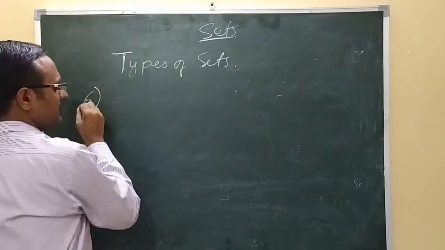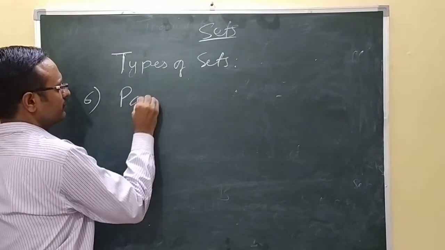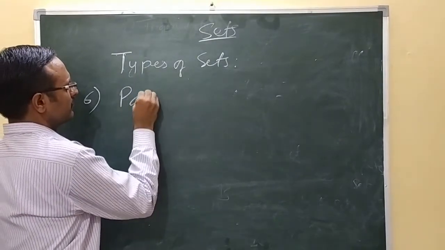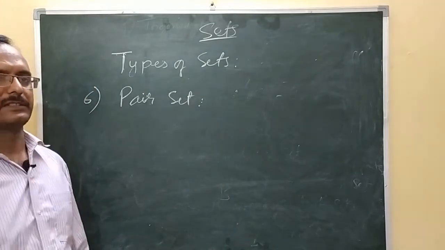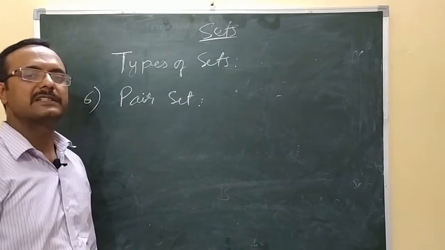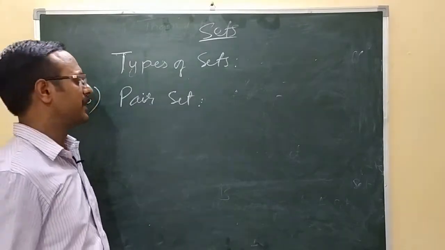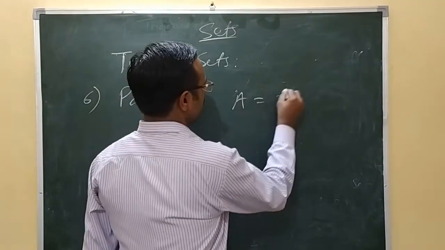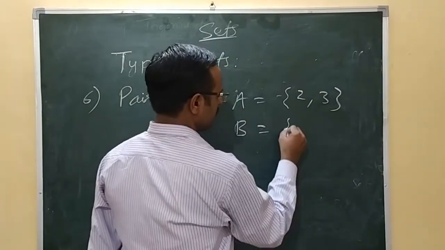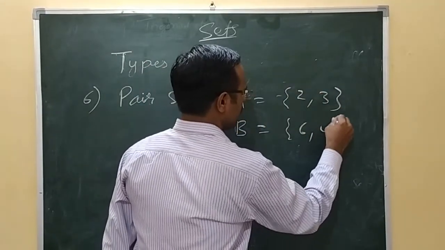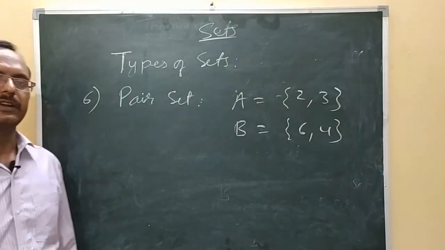Sixth type of set, that is pair set. If a set has 2 elements or they have elements in pair, then you can say that is a pair set. Suppose A equal to {2, 3} or B equal to {6, 4}. These two sets are pair sets because they are having only 2 elements.